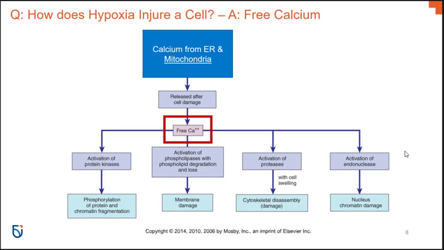Finally, the activation of endonuclease. This is an enzyme that cleaves a polynucleotide chain by separating nucleotides. So an enzyme that separates nucleotides in a way that's not normal. And this leads to damage of DNA.